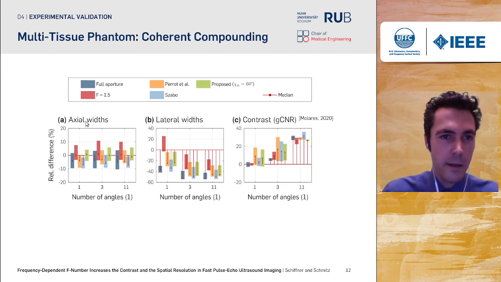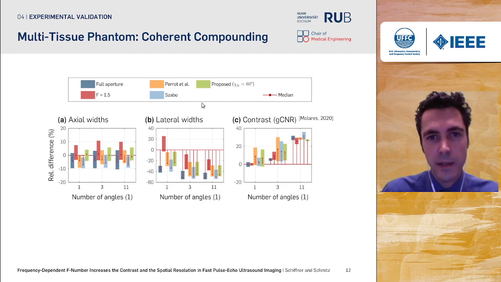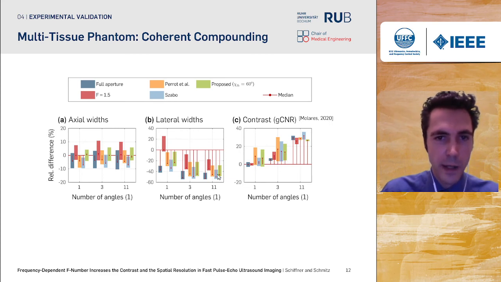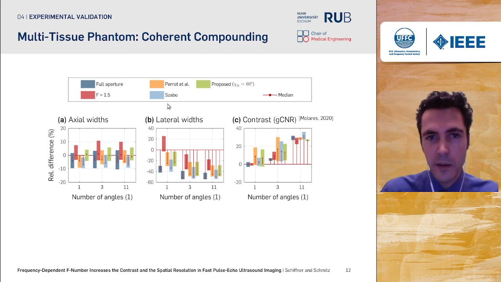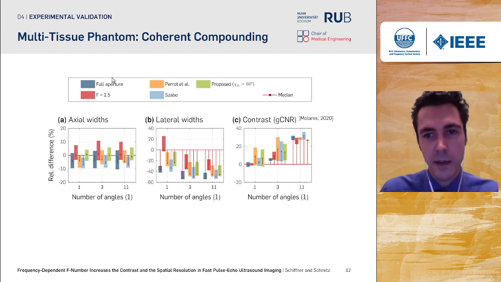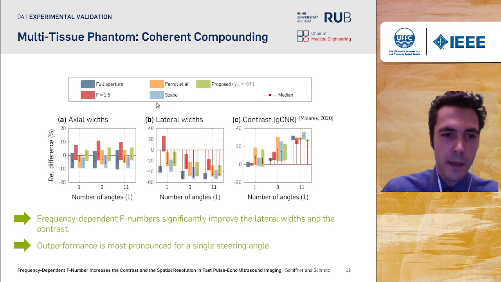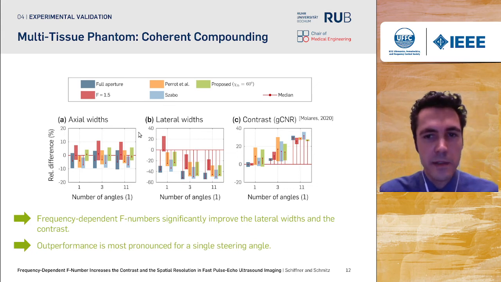Although all f-numbers achieved similar axial widths, the frequency-dependent f-numbers significantly reduced the lateral widths of the wire targets relative to the constant f-number of 1.5. The lateral widths were comparable to the full aperture. Furthermore, the frequency-dependent f-numbers increased the contrast relative to both constant f-numbers. As before, the outperformance is most pronounced for a single plane wave.